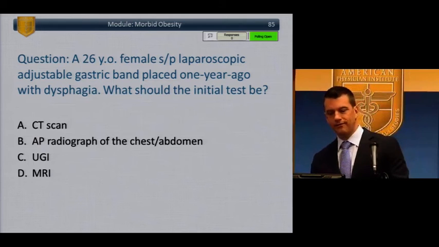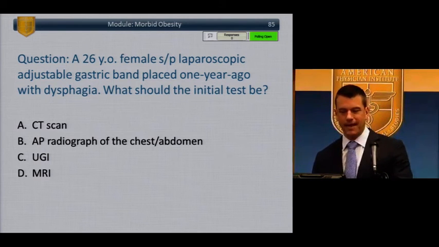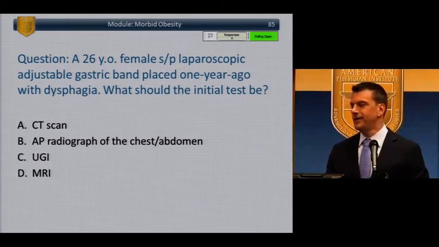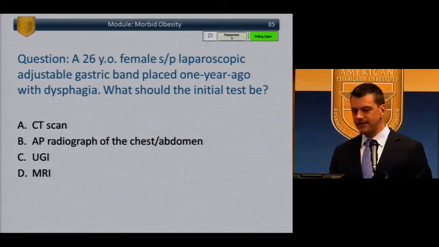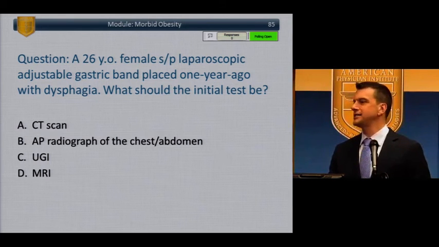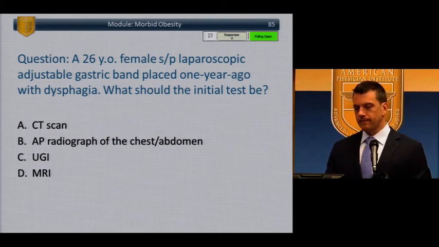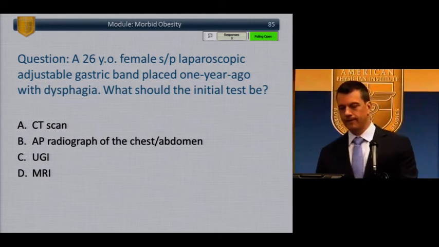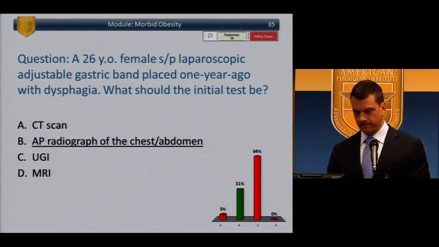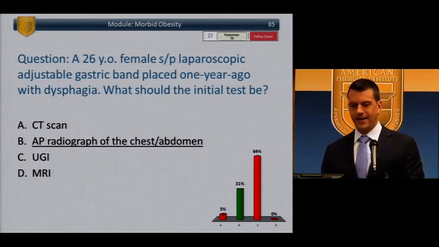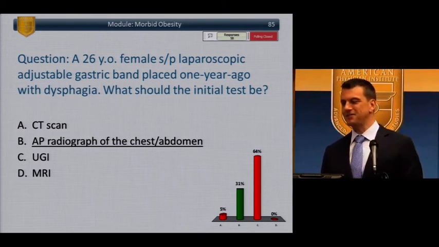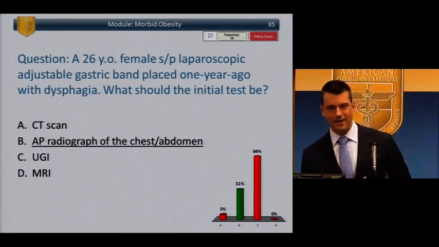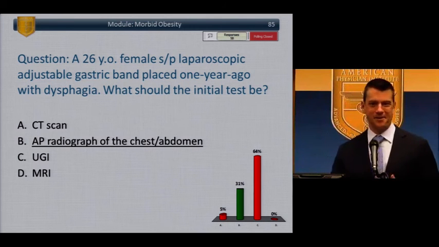A 26-year-old female, status post laparoscopic adjustable gastric band, placed 1 year ago, presents with dysphagia. What's the first test? CT scan, AP radiograph of the chest and abdomen, upper GI series, or MRI? We missed that. You don't need the upper GI. We'll talk about this. This is usually a slipped gastric band. A simple chest x-ray will show you that that band is now above the diaphragm.